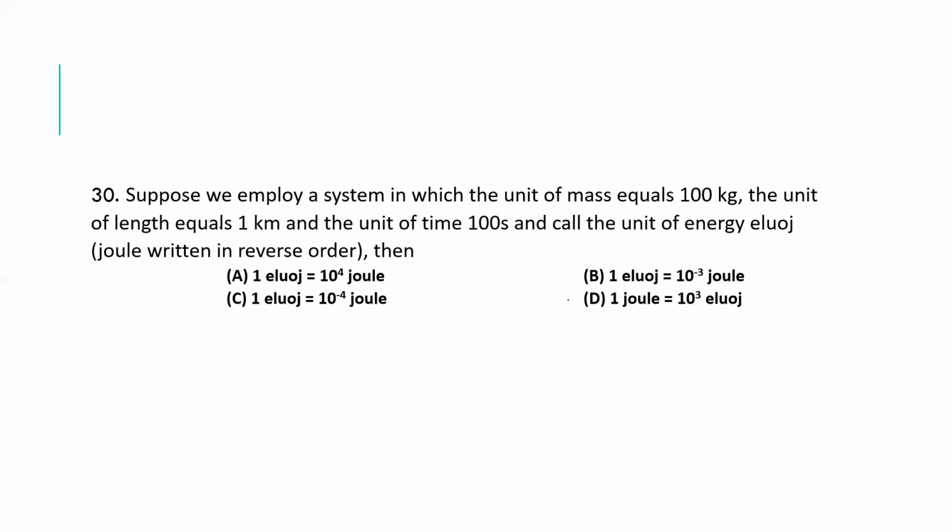So here we just need to calculate when the units are changed from the original. The previous one and this one are a little bit similar. As we know, energy is written as M L raised to 2 T raised to minus 2. This is the dimensional formula for energy. Next, for the new system, it is given as 1 E.